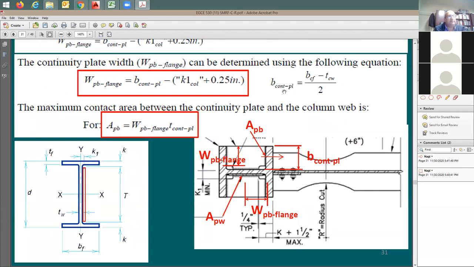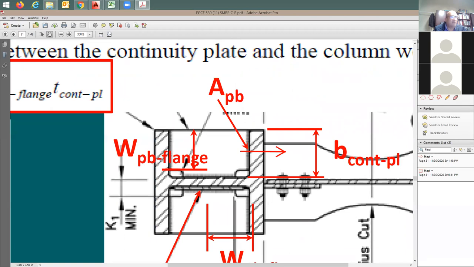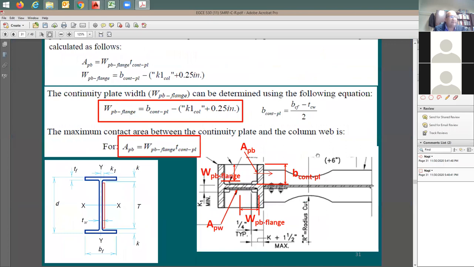I added this equation here from the same reference, from the same example. It says the width of this continuity plate is going to be equal to the width of the flange of the column. So where's the flange of the column? This is going to be BF, but this is BF for the column, BCF, which means BF of the column, the whole distance from here to there. Take this distance, subtract TCW. What's TCW? Here is TW; TCW is for the column. Now we divide by two, and this is going to be the width of the continuity plate. So the width of the continuity plate is going to be from this point all the way to here. I'm going to call this the width of the continuity plate, which is this value here, right?